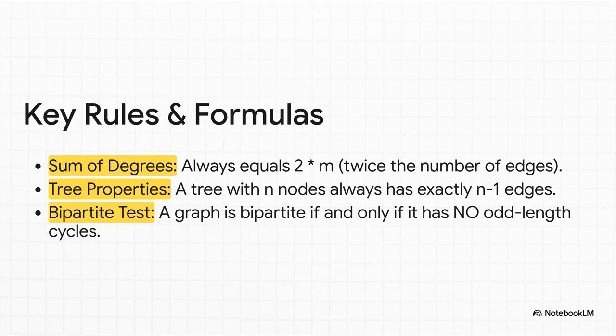Next, the key rules. Burn these in your brain. The sum of degrees is always 2 times the number of edges. A tree with n nodes has exactly n-1 edges. And of course, bipartite graphs have absolutely no odd length cycles.